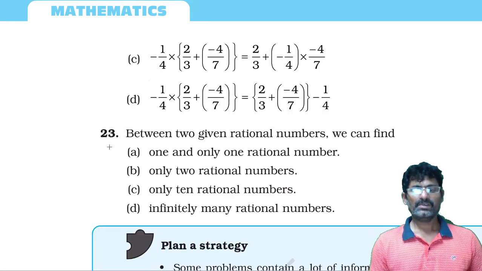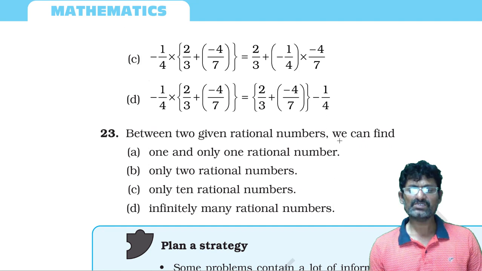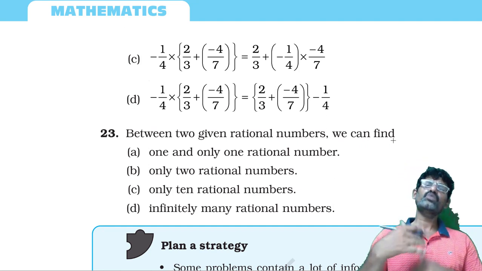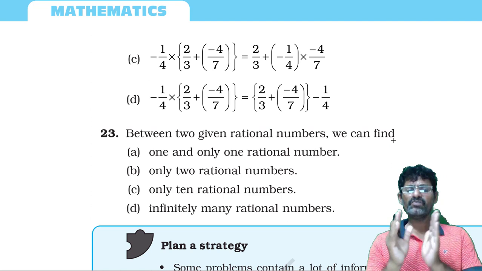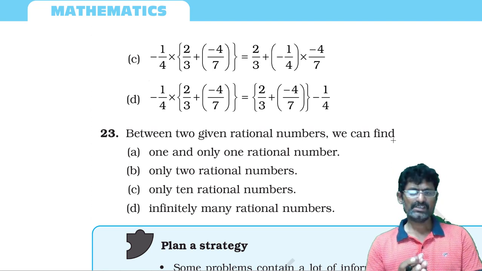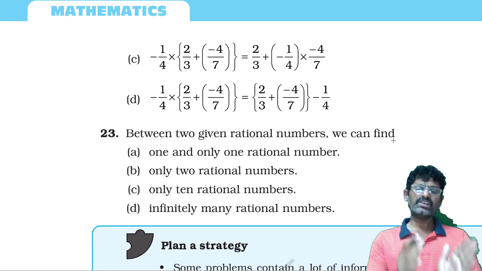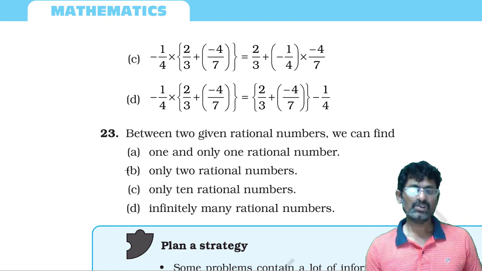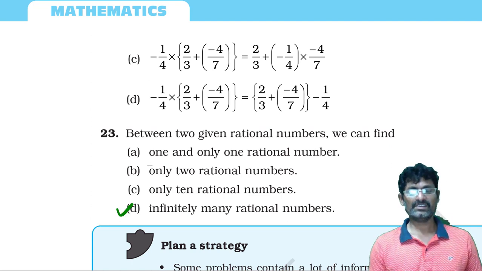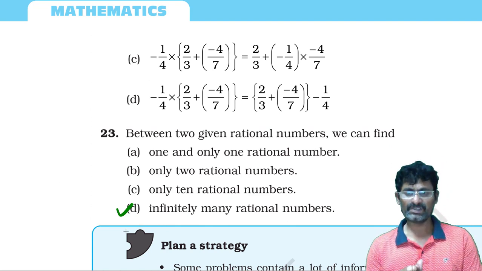So 23rd problem. Between two given rational numbers we can find. Between any two rational numbers there will be infinite number of rational numbers. You take any two rational numbers. Between those two we have infinitely many rational numbers. So option D is correct. Option A, one and only one rational number. No, this is not correct. Only two rational numbers. No, this is also not correct. Only 10 rational numbers. This is also not correct. There will be infinitely many rational numbers between given two rational numbers.